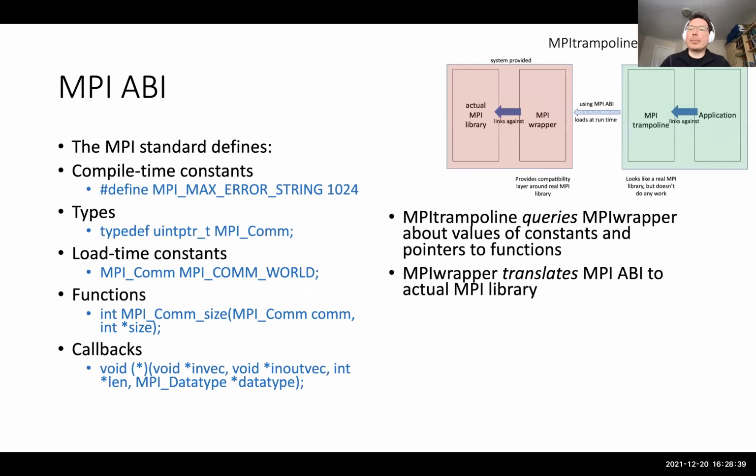So now I'm going to talk a bit about how the MPI ABI works. The MPI standard defines a few things. Some would be, say, compile-time constants. For example, max error string, the maximum length of an error string that MPI would produce, so you can allocate a buffer for that. And in our MPI ABI, we just define that large enough so that we can hold all the error strings. We don't have to cut them off.